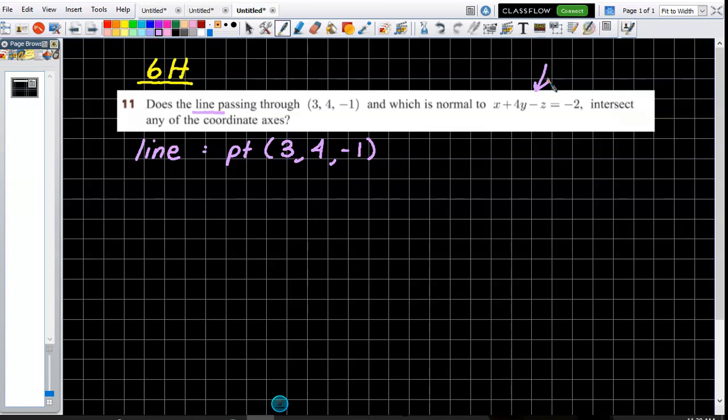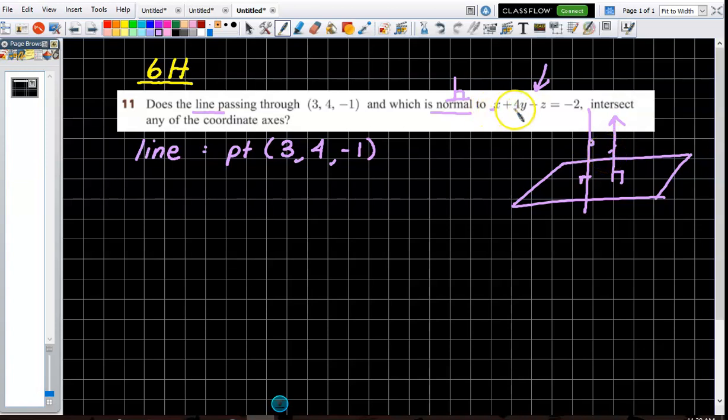No, the normal vector I need for the plane, right? To find the equation of a plane, I need a point on the plane and its normal vector. But what they're saying here is that I want a line that is perpendicular, normal to that plane. In other words, the direction vector of this line will be the normal vector of the plane. Does that make sense? So the direction vector of the line, which is normal to the plane, will be (1, 4, -1). Agreed?